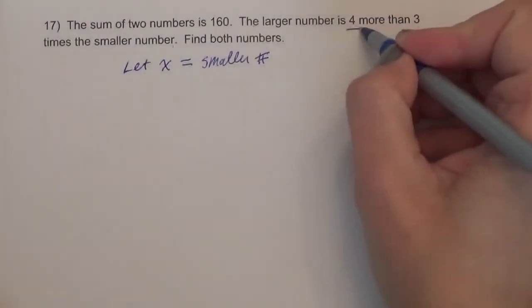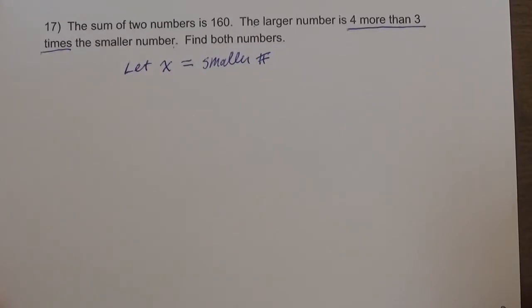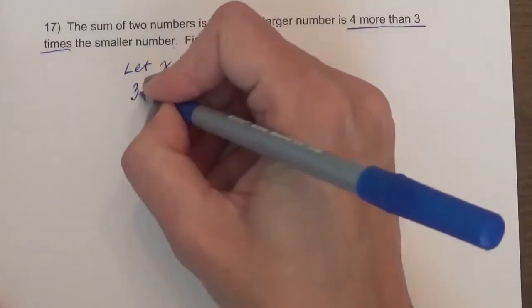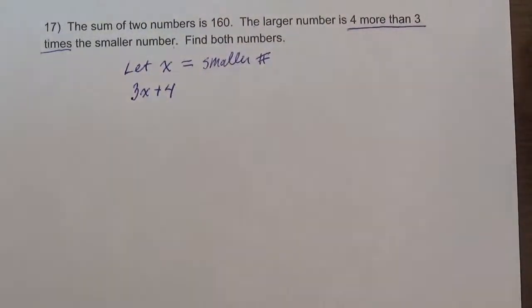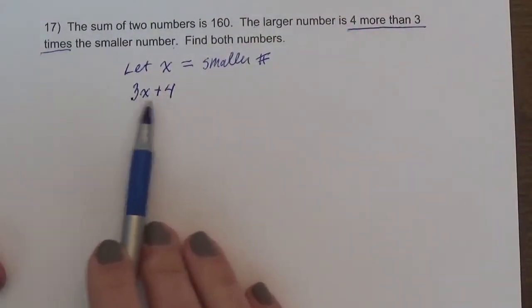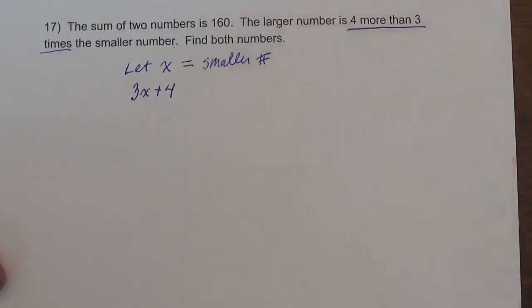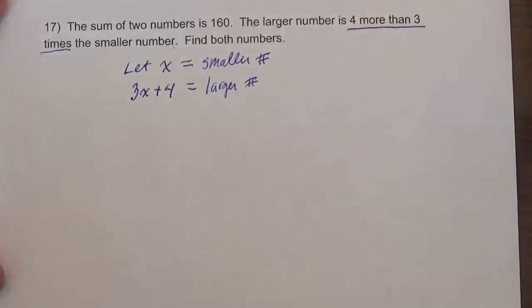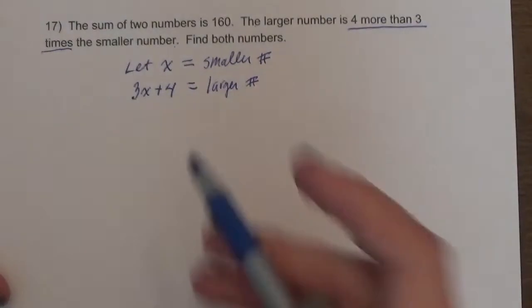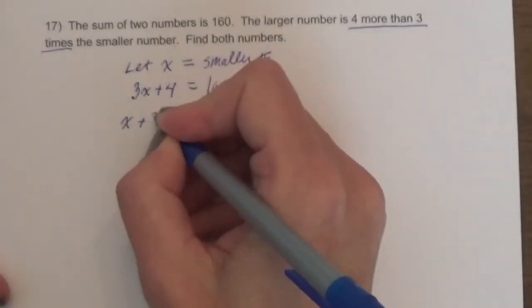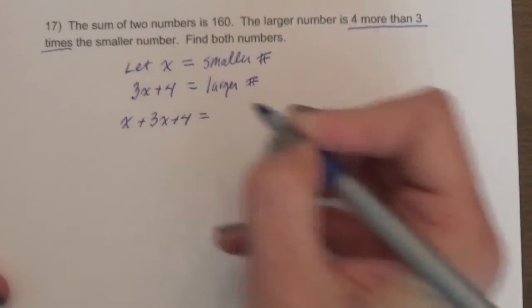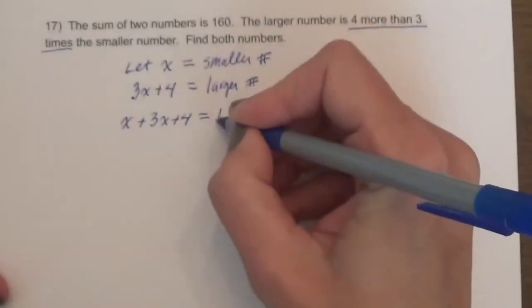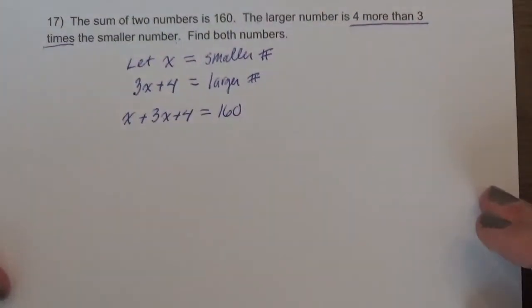Then we got to deal with this. 4 more than 3 times. So 3 times, and you add 4 to it. Could you have that switched around? Yes, you could, because it's a plus. So that would be okay. So 3x plus 4 is going to be the larger number. All right, the sum of those 2 numbers. So we're going to take those 2 numbers, and they're supposed to equal 160.